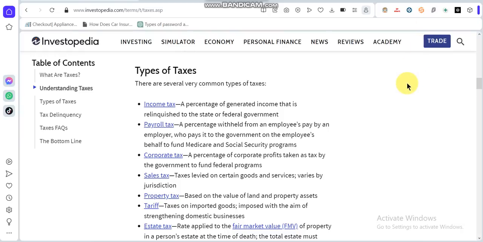Today our topic of discussion is types of taxes. So let's start the video without wasting the time. Types of taxes. There are several very common types of taxes.